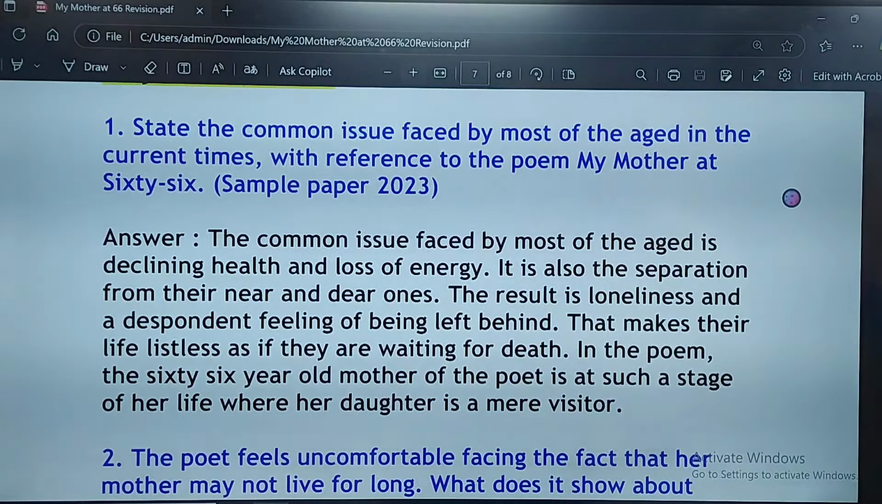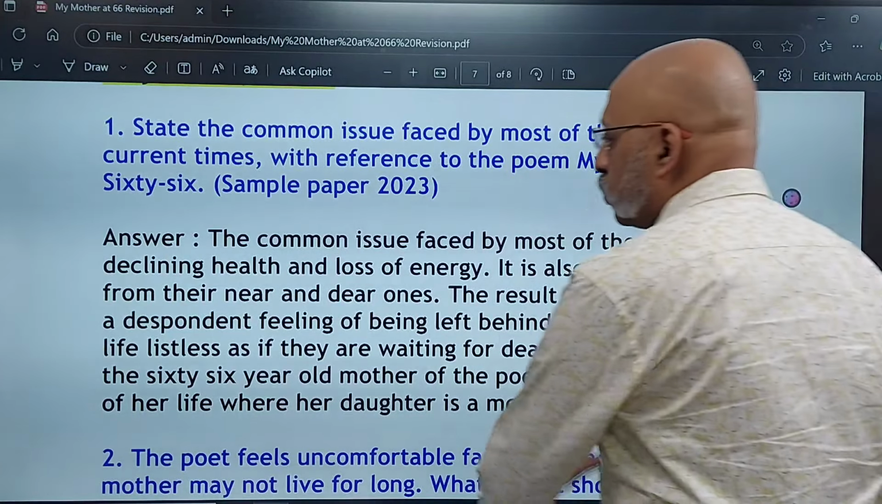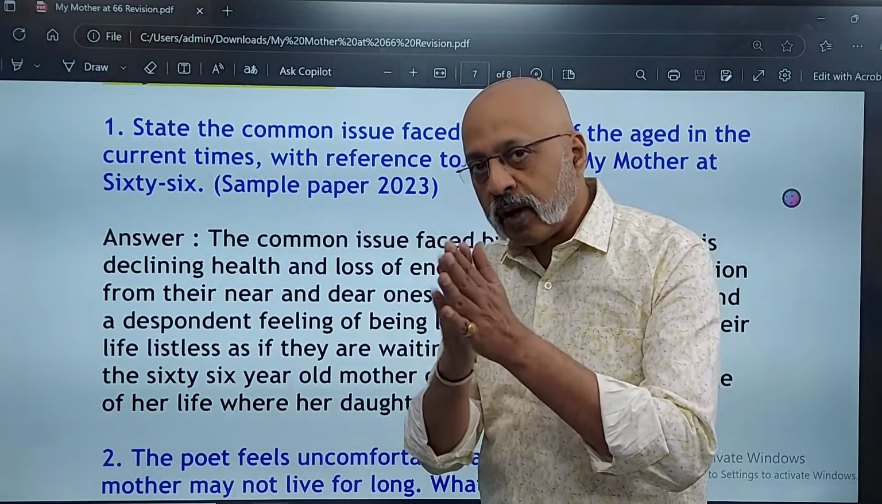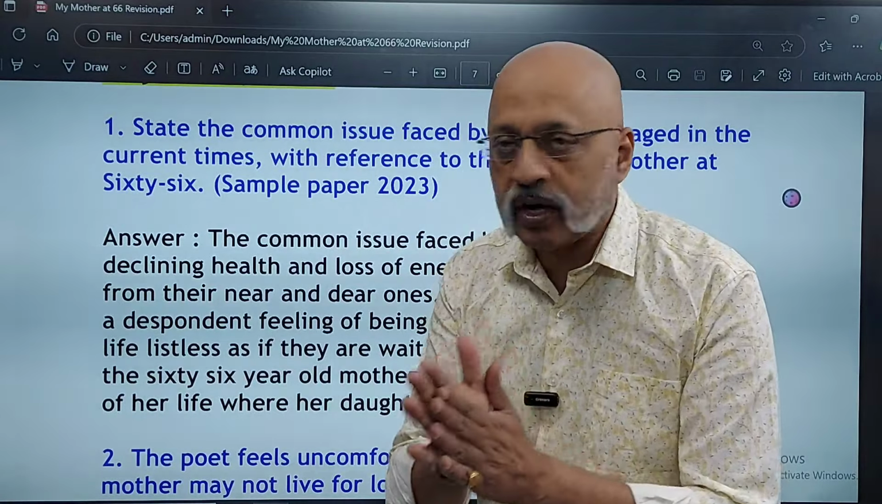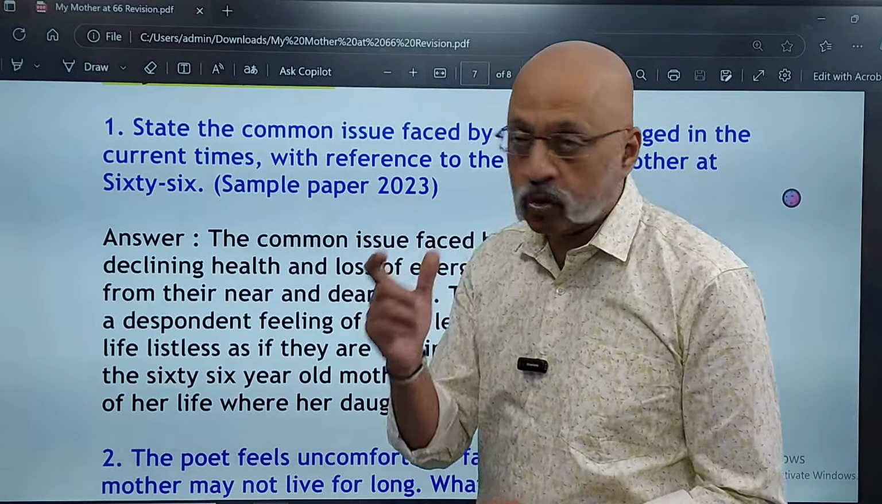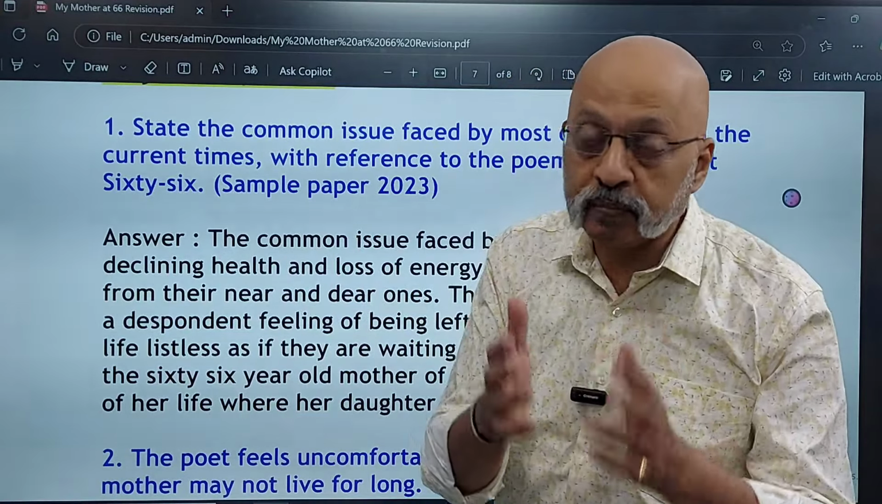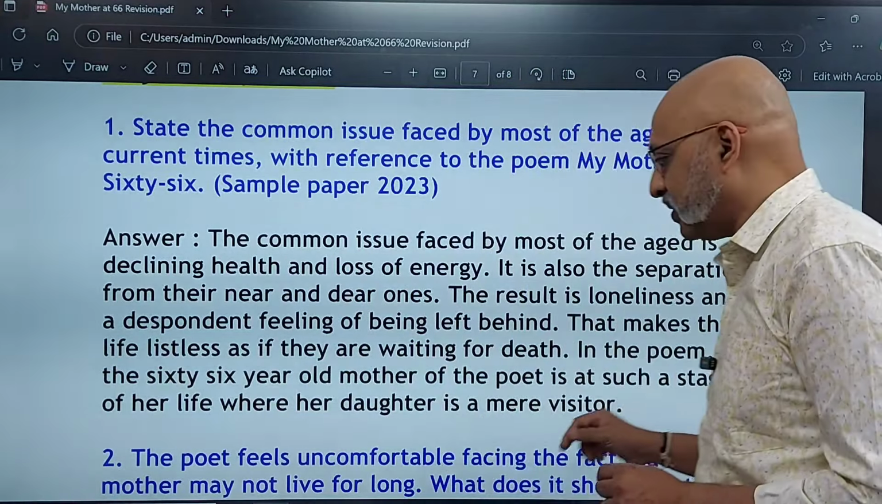The result is loneliness and a despondent feeling of being left behind that makes their life listless, as if they are waiting for death. In the poem, the 66-year-old mother of the poet is at such a stage of her life where her daughter is a mere visitor. So what you need to do is to link it to the poem, pick up the themes from the poem and relate it to the life around us when you get a question like this. As I said, this is from the sample paper of 2023, so nothing prevents you from getting questions like this in your examination.